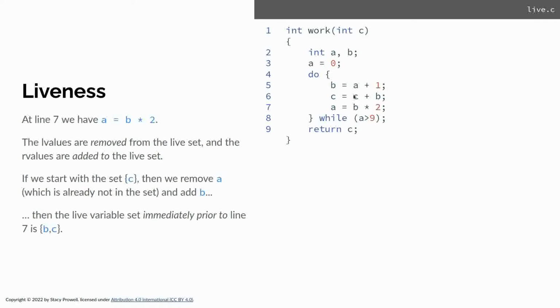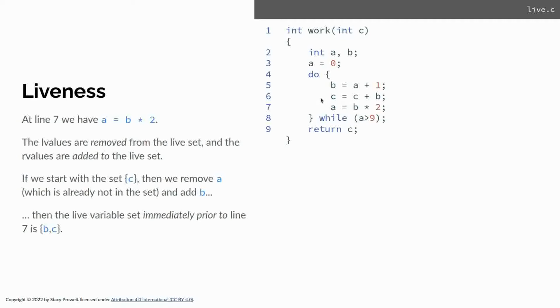And we work our way back up. So we know C is live immediately prior to this return. We walk into the loop. We know A is live because we use it to control the loop. So A and C are live here. I walk back one, and now B and C are live here, right? Because I discarded A because it's an L value. I added B because it's an R value. Nothing here mentions C, so C stays in the set. So just C, C and A, B and C.